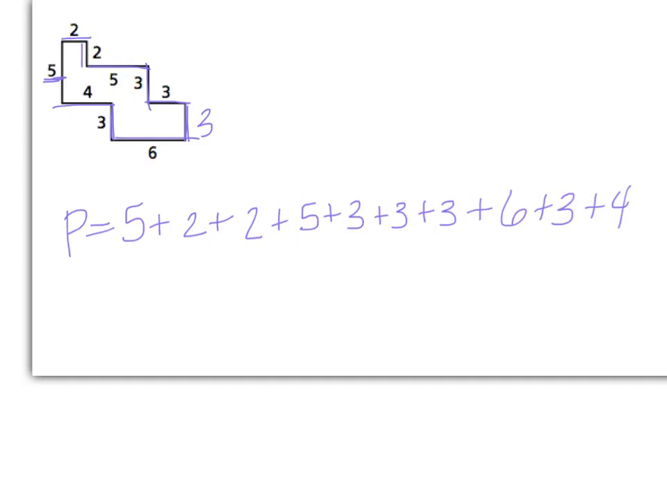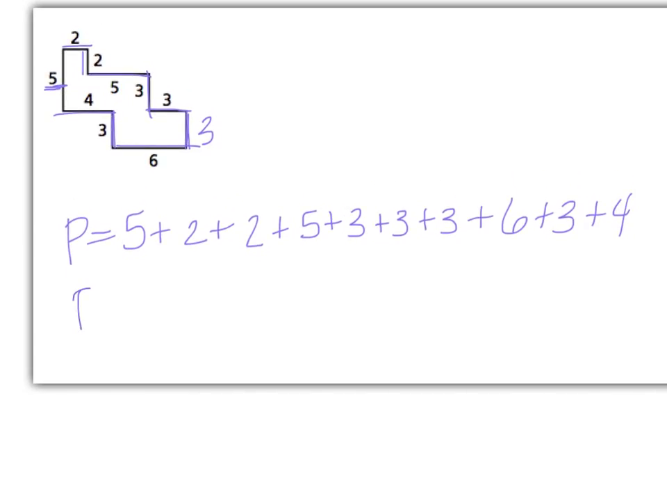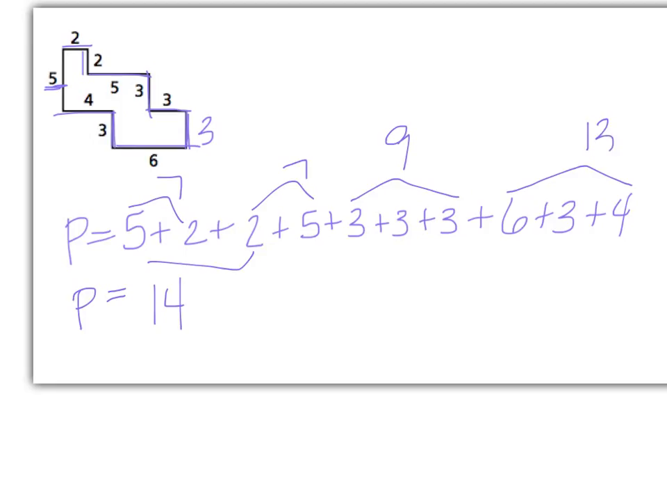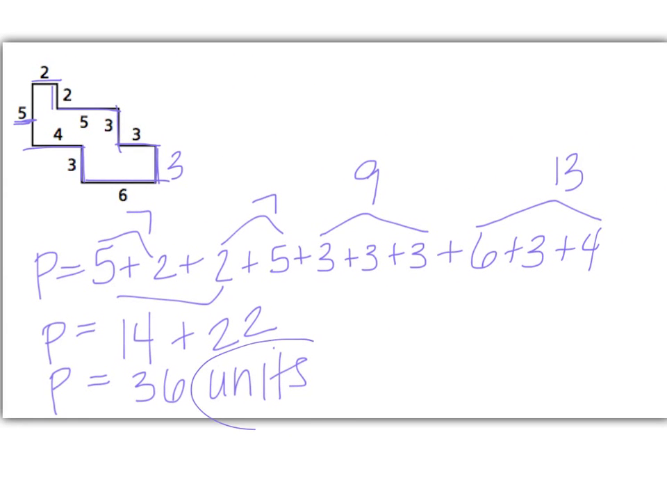So now we just need to add them all up. So our perimeter is going to equal, I know that this is 7 and this is 7, so those together give me 14. And then this right here, 3 plus 3 plus 3 is 9. And 6 plus 3 plus 4 is 13. And 9 plus 13 is 22. So 14 plus 22, so my perimeter equals 36 units. And don't forget that units part, very important, and what I will look for on your test and quiz.